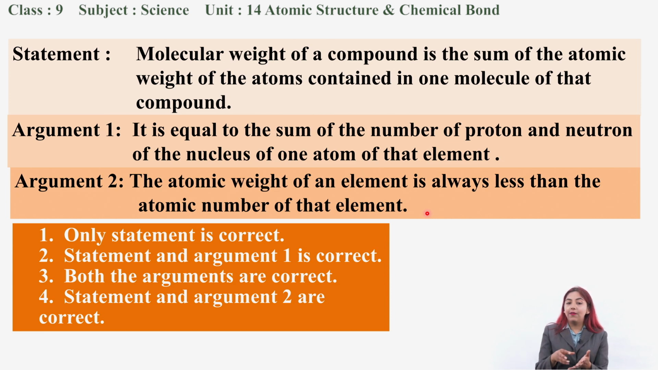Except for that, in every case the atomic weight of an element is always greater because it is the sum of the number of protons and the neutrons. But the atomic number is the number of protons only that is present in the nucleus of one atom of that element. So the atomic number is less. So atomic weight should always be more, except in the case of hydrogen. So argument 2 is also incorrect. So the correct answer is option 1 because only the first statement is correct.